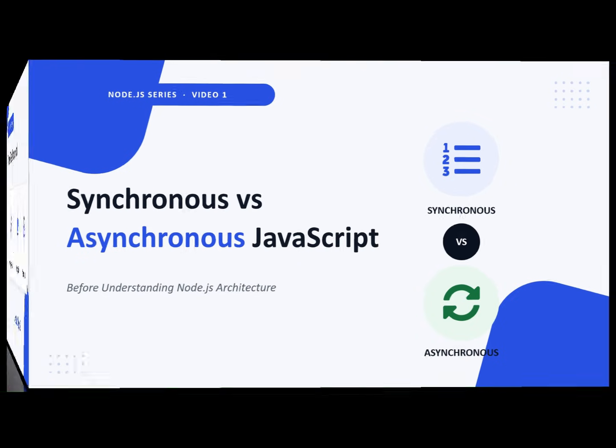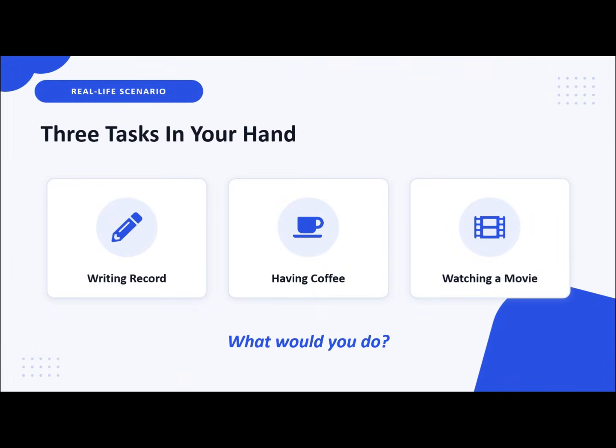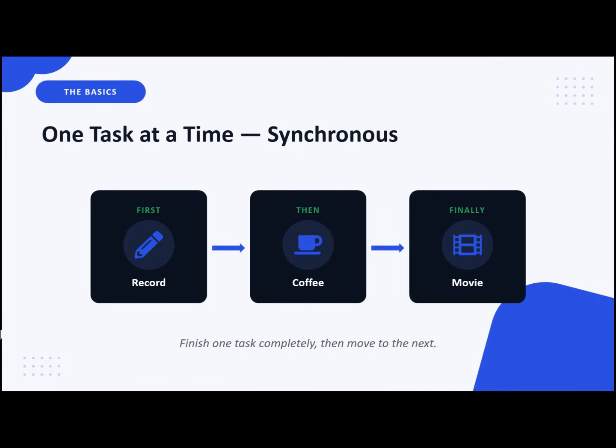So let's start with a real life situation. Assume we need to do three tasks: writing a record, having some coffee, and watching a movie. What would you do? In general, you would finish the record writing, then move to have some coffee, and then watch a movie. That's basically the idea behind synchronous execution. So we can simply remember synchronous execution as finish one task, then move to the next task.